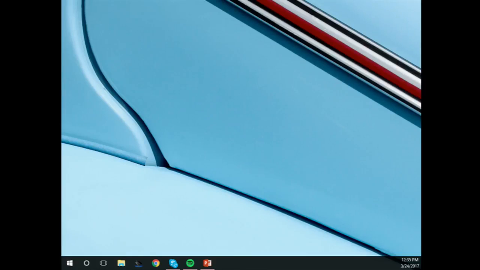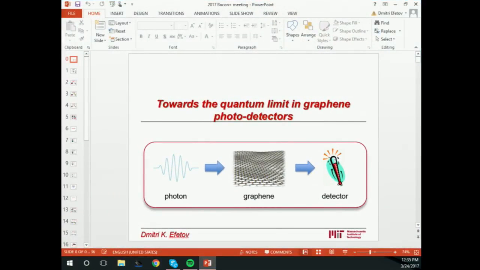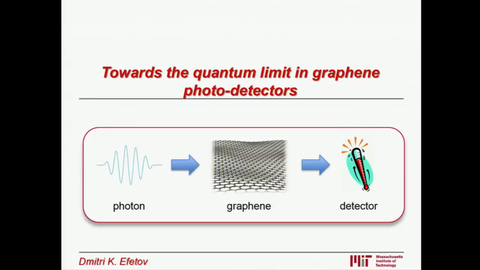Okay. All right. It's off the screen. So I have to push this thing over. Where is your mouse? Oh, there. There it is. Okay. All right.